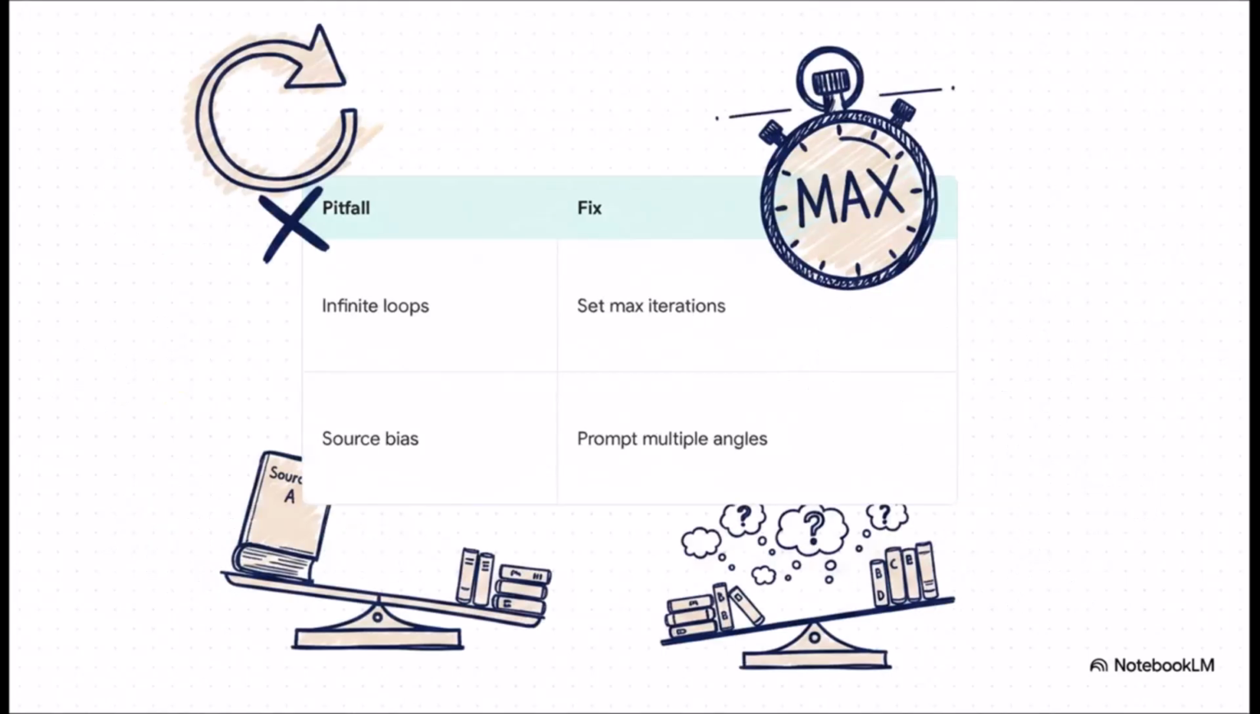Keeping the momentum high. What happens when you hit infinite research loops? The agent just never feels satisfied. You fix this by hard setting maximum iterations and using concrete coverage scoring thresholds. What about source bias, where the report leans way too heavily on one single viewpoint? You explicitly prompt the agent to seek out multiple perspectives and programmatically verify the diversity of its sources.